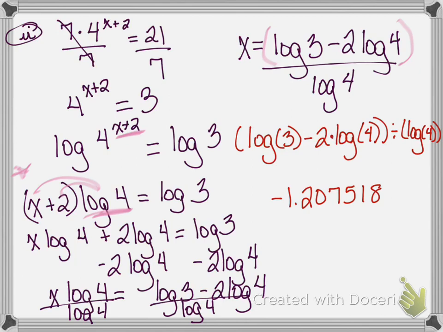Okay, so when we do this on the calculator, and remember, be sure you are practicing on the calculator that you are going to use during the test on Tuesday. Be sure you are doing that. When we do that, we get negative 1.207518. You want to make sure there's at least 4 digits in there.